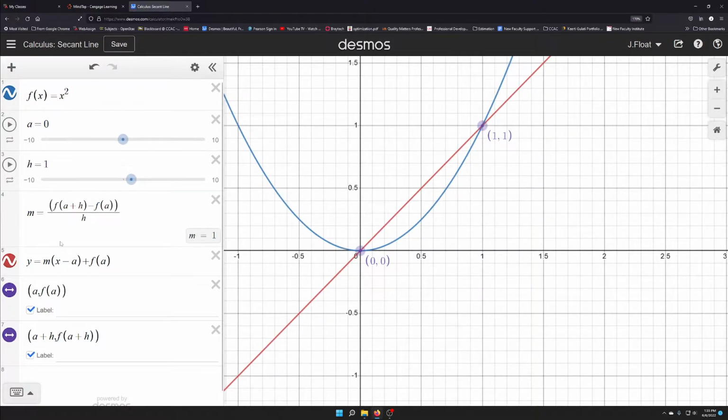But on the left-hand side, we have f of x equals x to the second power. So the blue curve is x to the second power. Very simple polynomial. Then I have a, which is going to be a point, and I think it's this point right here, 1, 1. H is going to be our step size. So let me go back into our notes and show you what I'm talking about here.